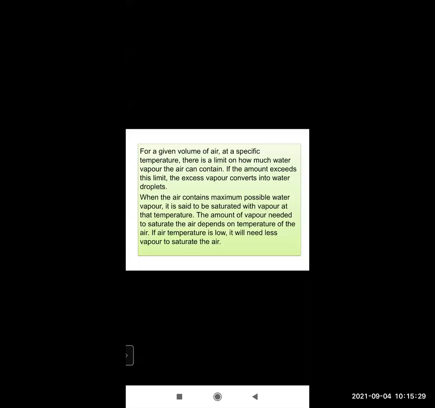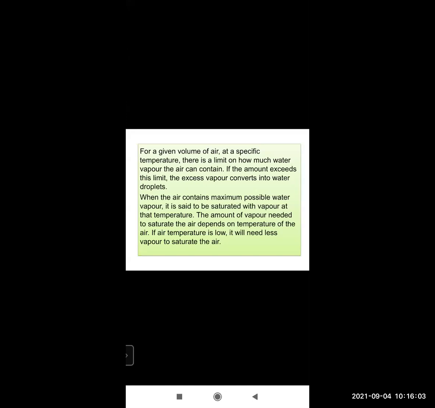So just one example, for a given volume of air at a specific temperature, there is a limit on how much water vapor the air can contain. If the amount exceeds this limit, the excess vapor converts into water droplets. Suppose whatever the limit is, if it exceeds, then the excess water vapor converts into water droplets.